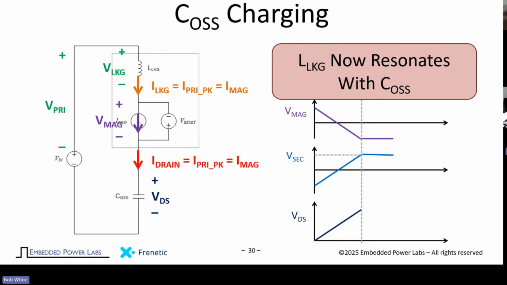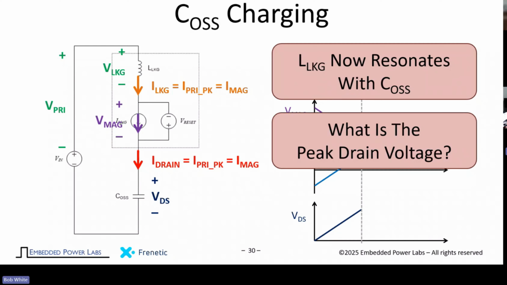Okay? And now, because this is a constant voltage, we have that this leakage inductance is resonating with the output capacitance. The magnetizing inductance is kind of taken out of the picture because it's got a constant voltage across it. And what happens? Well, we still charge up that COSS. And what would be the peak drain voltage? Well, we can do the math.